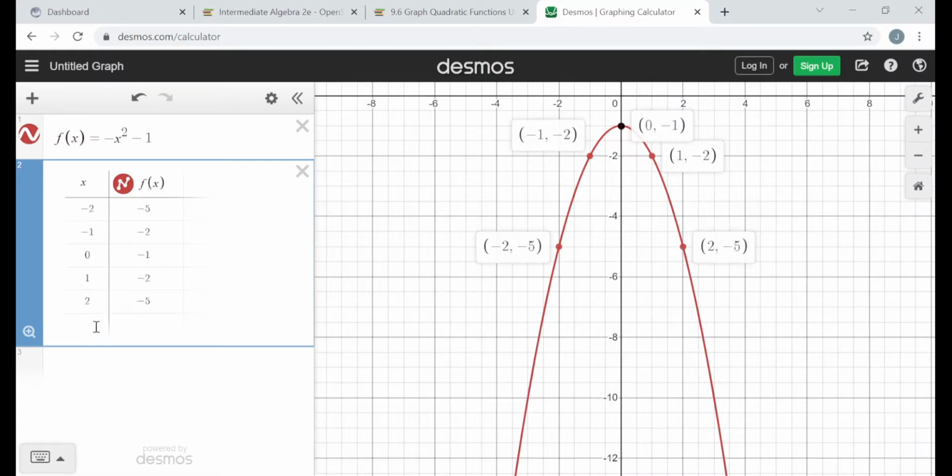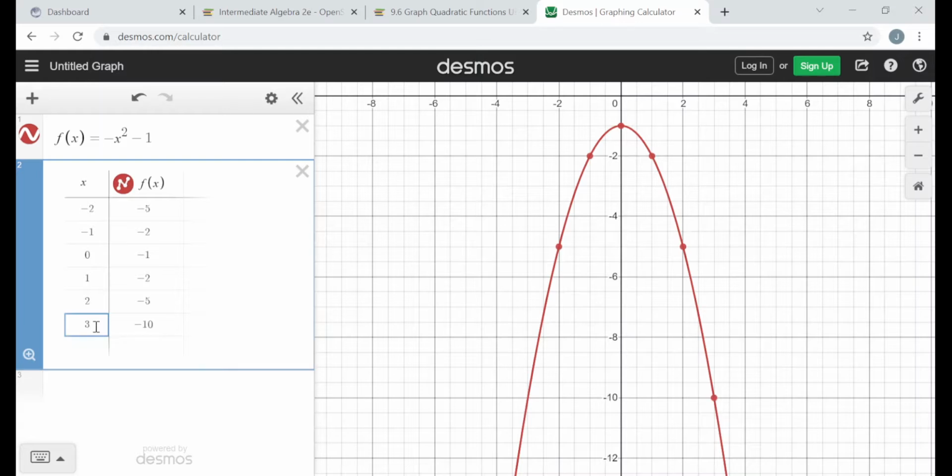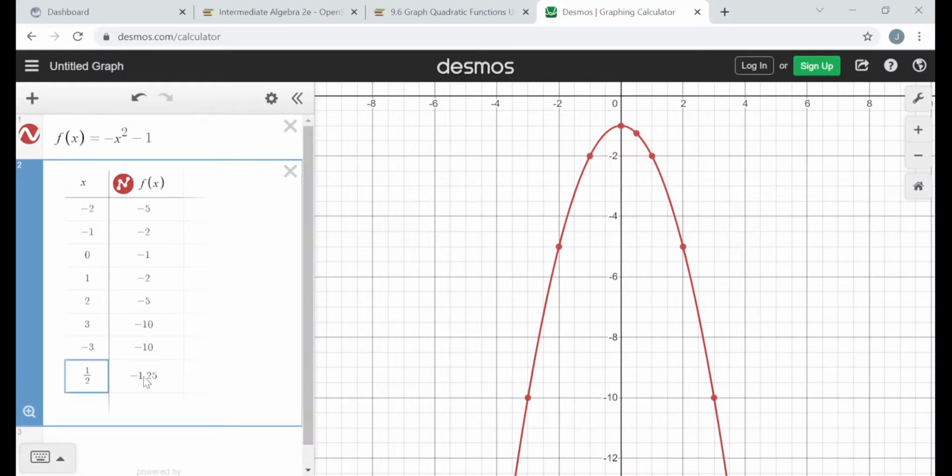And you could add more. You could always add more. We said 3, negative 10. Right, there's 3, negative 10. We plugged in negative 3 as well, right? Also got negative 10. There's negative 3, negative 10. And you could plug in other numbers, right? Plug in 1/2. And you see negative 1.25. See this point show up here. You don't have to plug in integers. But after plotting all of them, they should all fall along this parabolic shape, opening down. Okay, great.